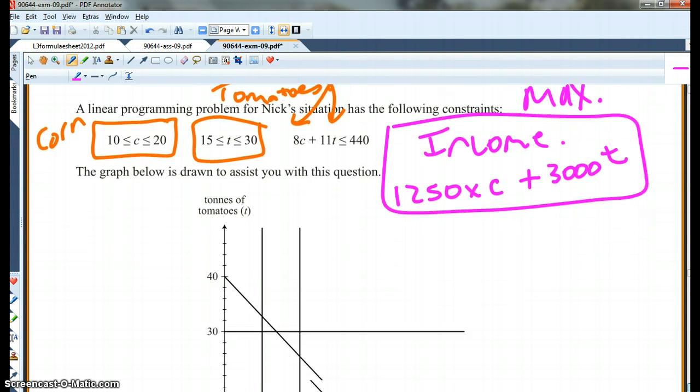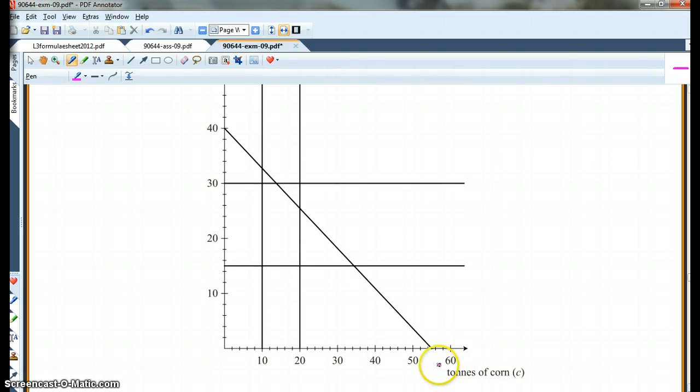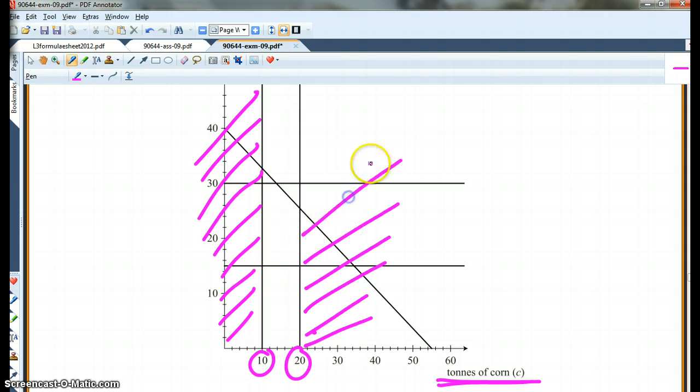Okay, so this graph is clearly marked. So with the corn, what was our limits on that? Corn had to be between 10 and 20. And do we shade out or shade in? We shade out. So it can't be here. And it can't be here. Does that make sense? Because it's got to be between 10 and 20 tonnes.